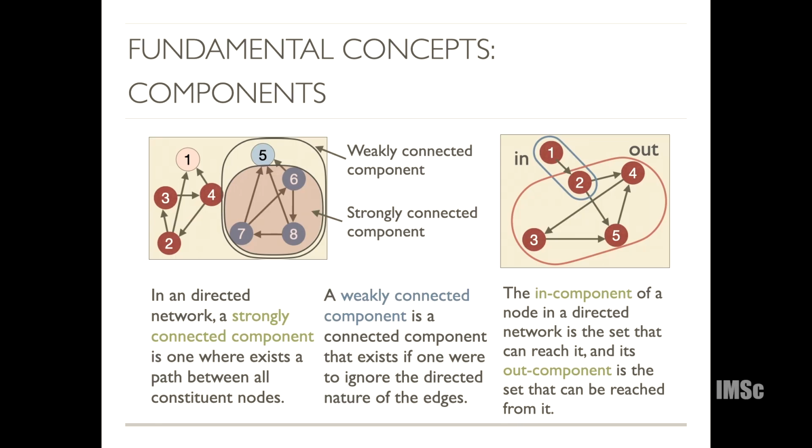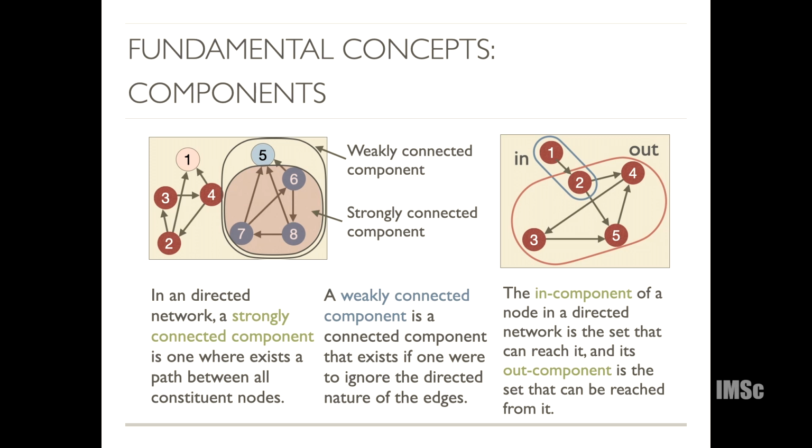One is what's called a weakly connected component, which is that suppose you just ignore the directions for a second. So just ignore the arrows, and then you just look at whether or not paths exist. That would tell you what the weakly connected components of the network are.